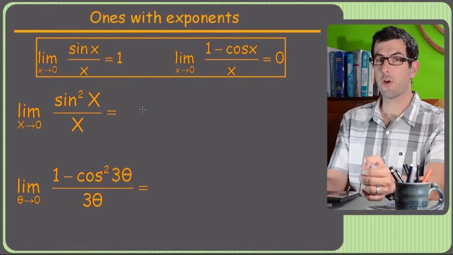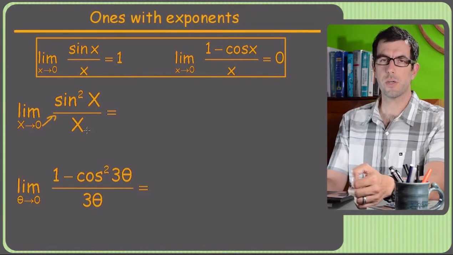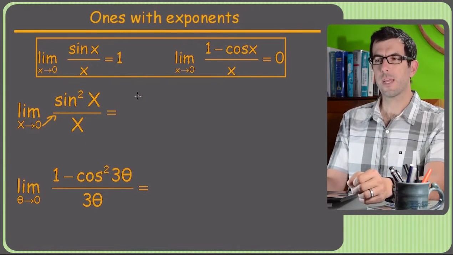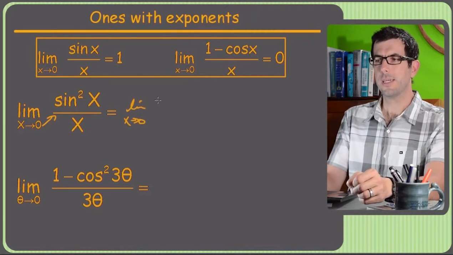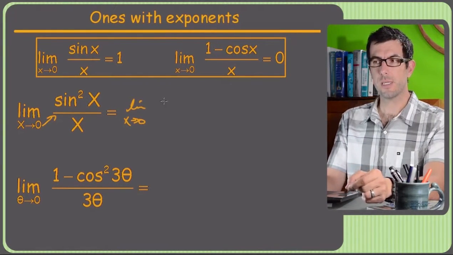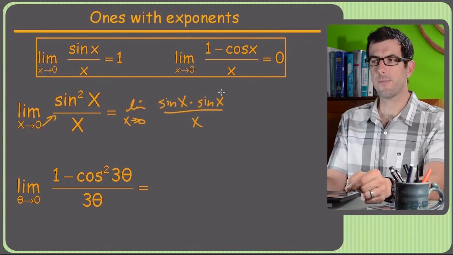So these are both indeterminate currently. For example, this one right now, if I plugged in 0, I still get 0 over 0. It's indeterminate. But what I could do is say, you know what? Limit as x approaches 0. Sine squared x is really sine x times sine x. And of course I still have an x downstairs.